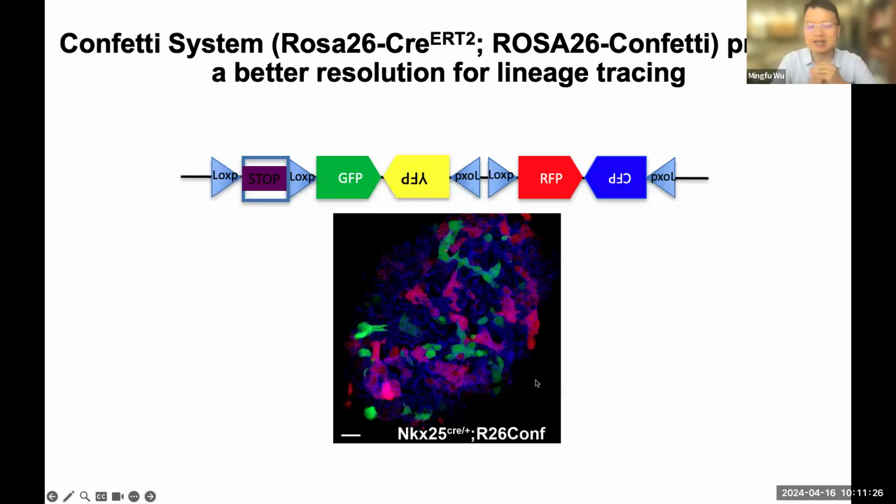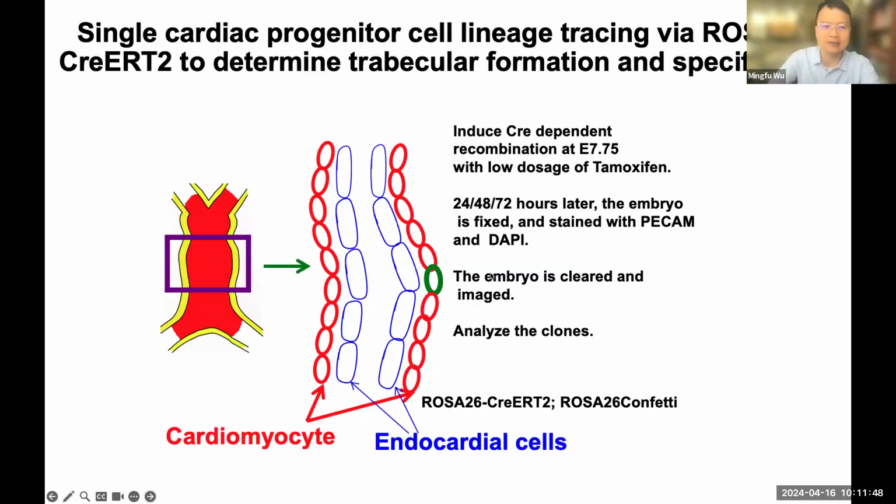Then we used a genetic model to determine the cellular orientation and also the cellular behavior during trabecular formation. So we used this Confetti system here. This Confetti system is a very good tool to study single cell lineage tracing. So here's what we did. We used Rosa26 Cre ERT2, which is an inducible Cre, and Rosa26 Confetti, which is a reporter with 4 different colors. And we induced Cre-dependent recombination at about E7.75 with a very low dosage of tamoxifen.